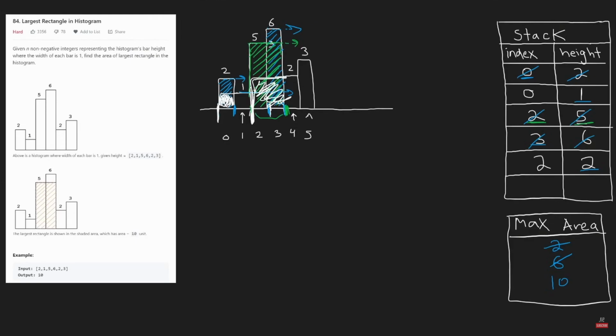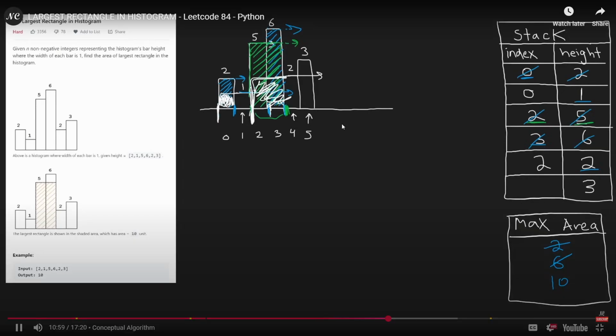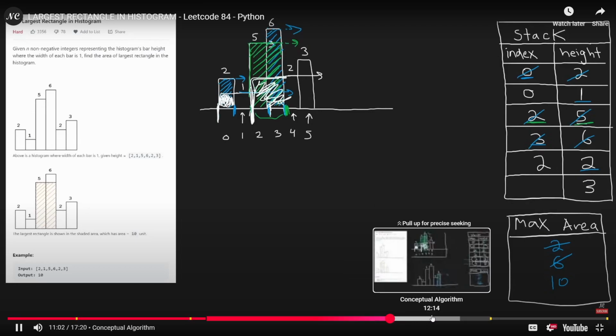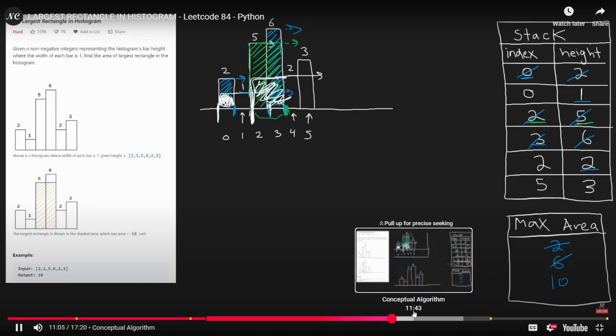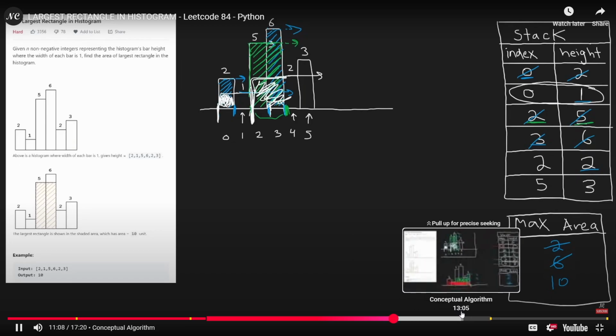Next we reach index 5, the last element. So this height is 3. Let's put it on our stack. We see 3 is greater than 2. That means we don't have to pop the 2 from the stack. That means that this 2 can continue to be extended. There's no need to pop it. And what about the start index of this height 3? Well, we can't extend it backwards anymore, so I'm just going to say the start index is 5. If you look, we still have 3 elements left in our stack.